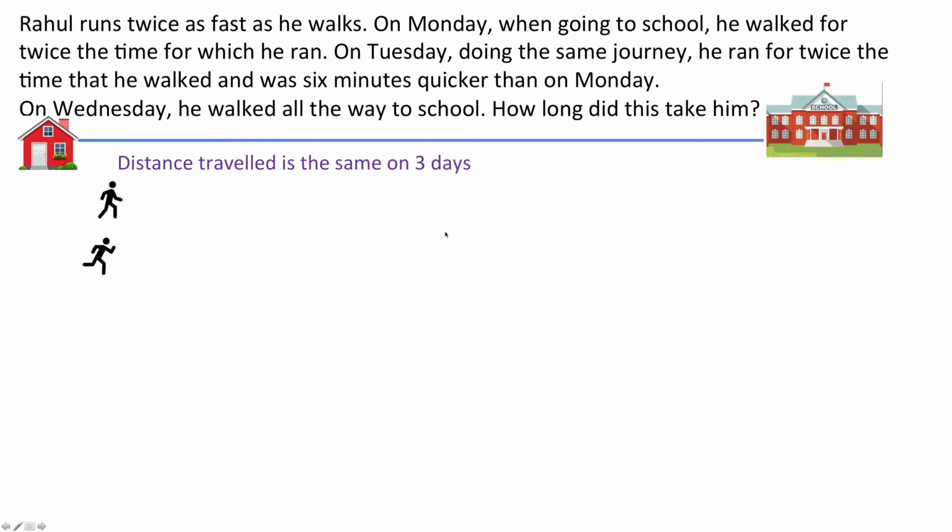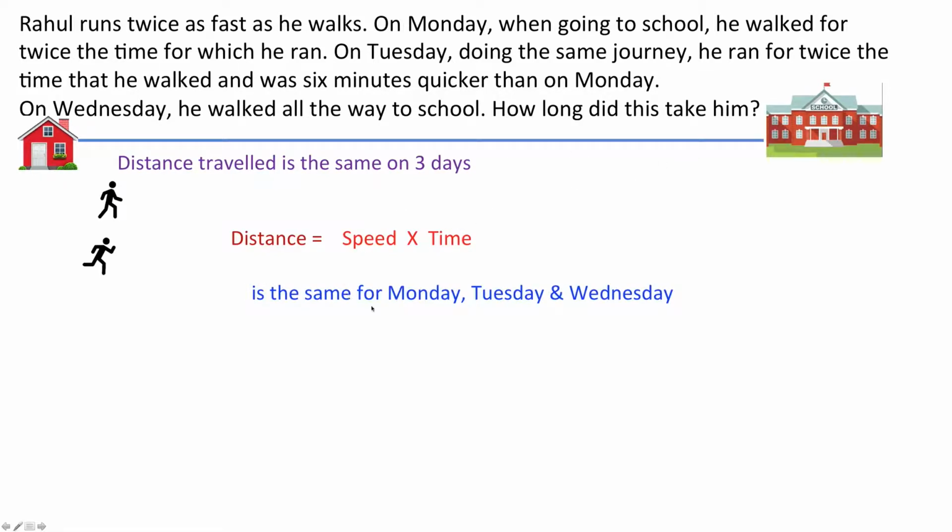Now, it may sound a very complex problem, but just to reveal, there is only one piece of theoretical knowledge that you need to solve it. There is only one piece of theoretical knowledge which is applicable in solving this problem, and that is the fact that distance is equal to speed into time. This is all the theory that you need to know. The distance is speed times time, and the distance traveled on all the 3 days is the same. So this distance, calculated by speed into time, will be the same for Monday, Tuesday, and Wednesday.